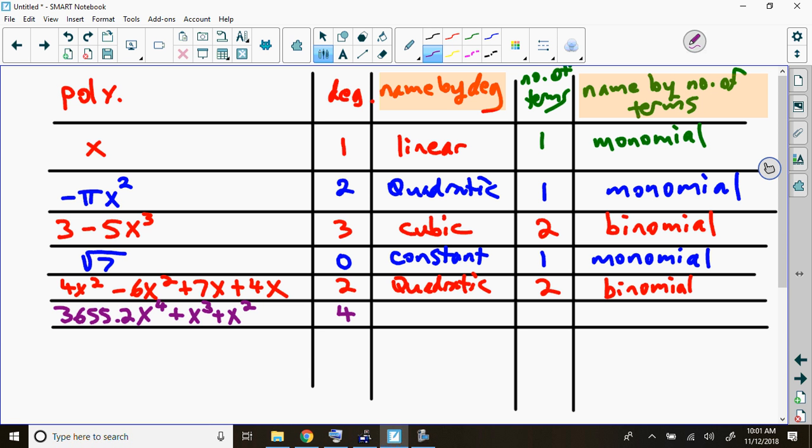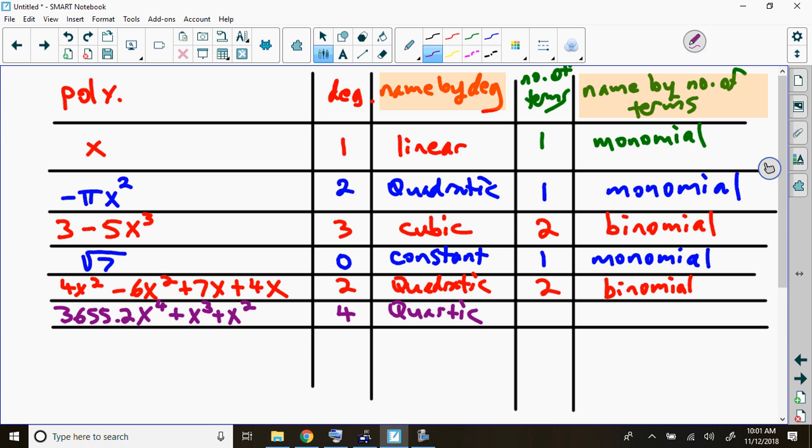Has anyone ever gone to the store and bought some milk? They used to sell milk in quarts. Can you still buy a quart of milk? Anyway, there's 4 quarts in a gallon, right? When the degree's 4, it's called quartic. Remember, we put the ick on the end. Some people say quartic. If you take physics, you'll learn about quarks.